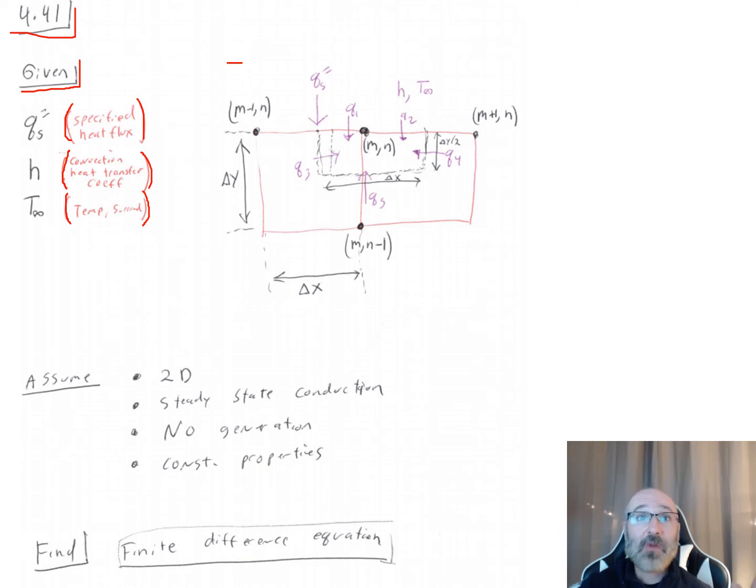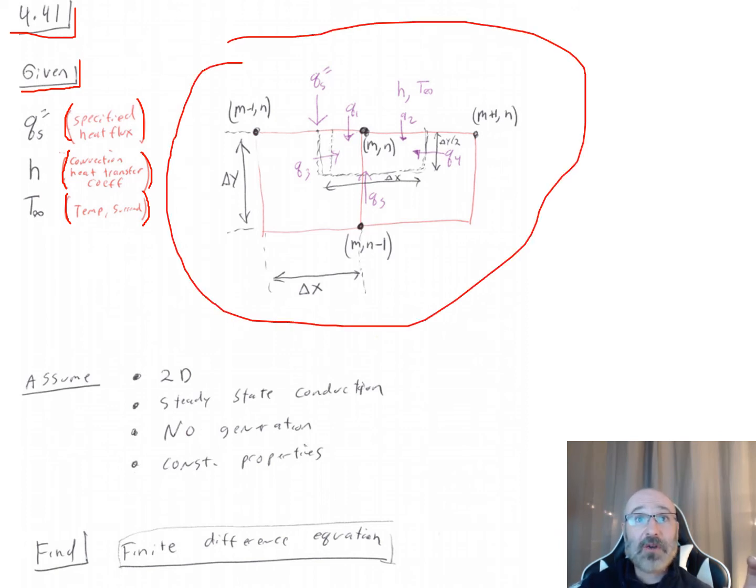So I redraw this by hand right here. There's our center node, m n. There's our node out here of m plus 1, n. We have our node over here of m minus 1, n. And we have down here our bottom node of m comma n minus 1. We know this distance between those nodes is delta x, and this distance right here is delta y. We can see there's our heat flux right there. There's our convection right there.